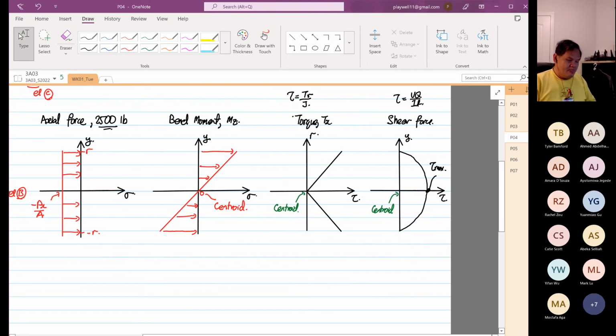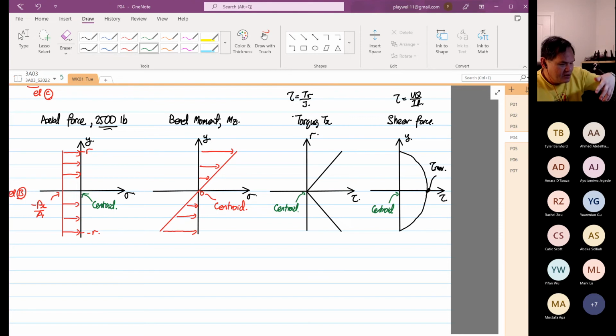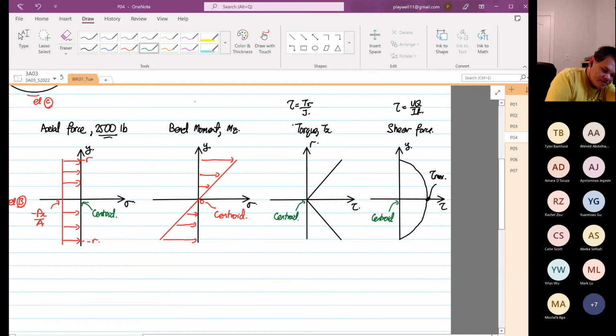Now the problem is this, right? For axial force, it does not matter whether you are at the centroid or further away from the centroid; the magnitudes are all the same. For the bending moment, what we are plotting is the distribution, because the formula is Mz over Izz multiplied by y. What changes is y, so the further away you are from the centroid, the bigger your stresses.